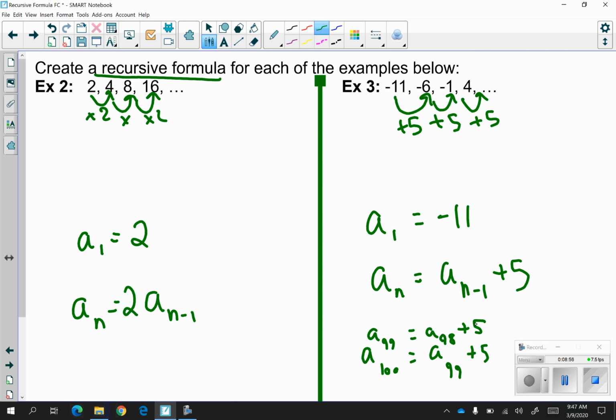So that's a case where you would use explicit instead. But with the recursive formula, it's pretty easy to see your pattern, right? Like example 2, I can see right here, my pattern's multiplying by 2. Example 3, I can see my pattern's adding by 5. It's a very basic setup to figure out what's going on.